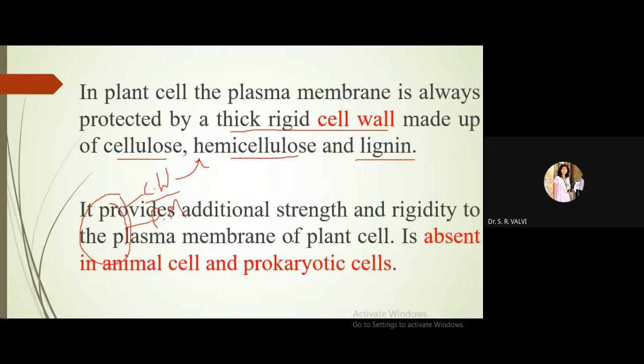Then see, it provides additional strength and rigidity to the plasma membrane of the plant cell. So the cell wall provides strength and rigidity. And see, this is a very important characteristic: the cell wall is absent in animal cells as well as in prokaryotic cells, right? Please do remember this. In animal cells and prokaryotic cells, the outermost layer is the cell membrane, or plasma membrane.